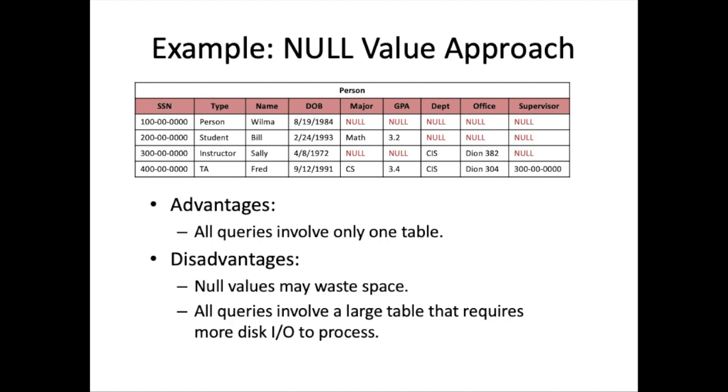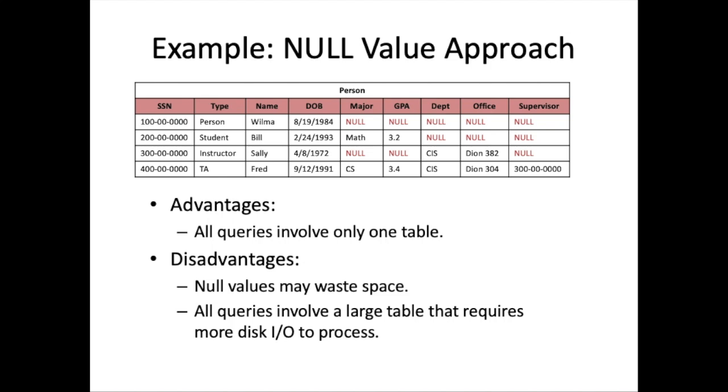And Bill, who's a student but not an instructor or a TA, will have null values for department, office, and supervisor. And Sally, who's a professor, is going to have null values for major and GPA and a null value for supervisor, but will have values for department and office. And Fred, who's a TA, is going to have values in all the columns.